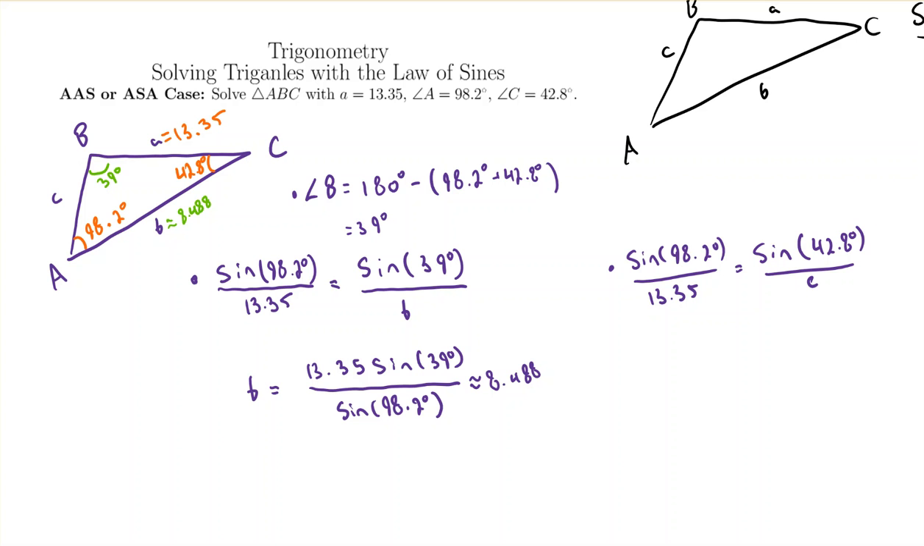I could cross multiply and divide to isolate C to give me 13.35 sine of 42.8 degrees, all divided by sine of 98.2 degrees. You can plug this into your calculator to get that side length C is about 9.164. And now you've solved your entire triangle. So any AAS or ASA triangle is going to look similar to what we just did here.